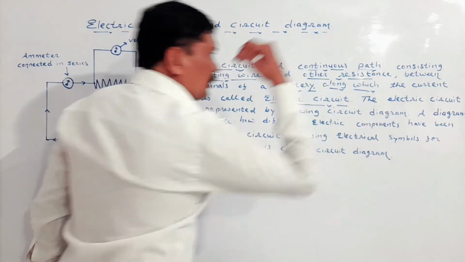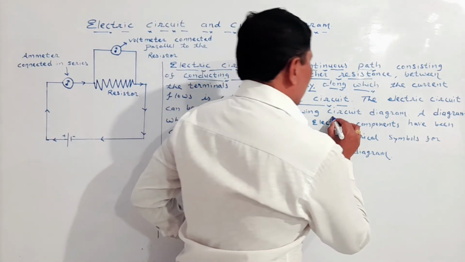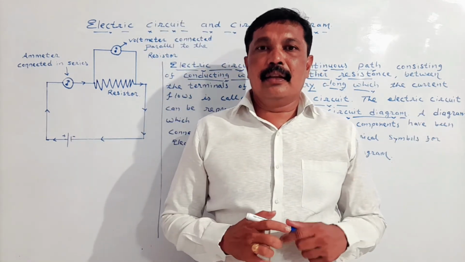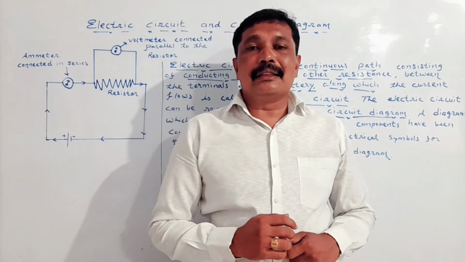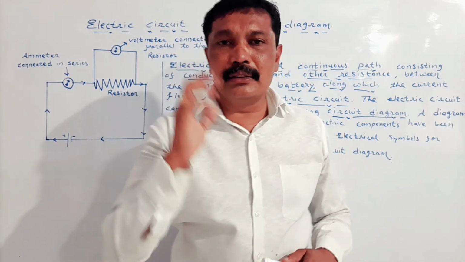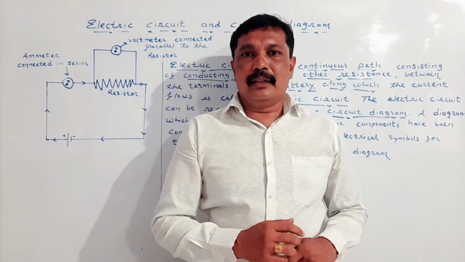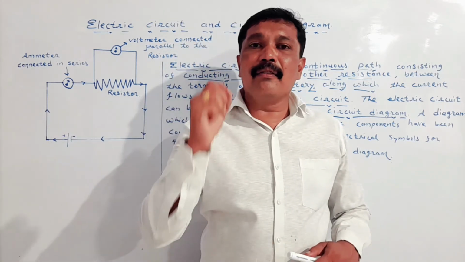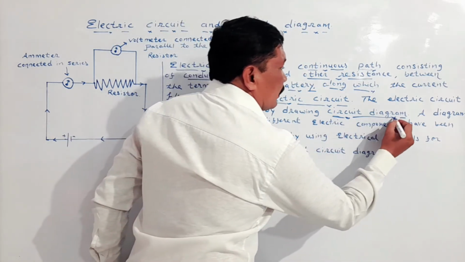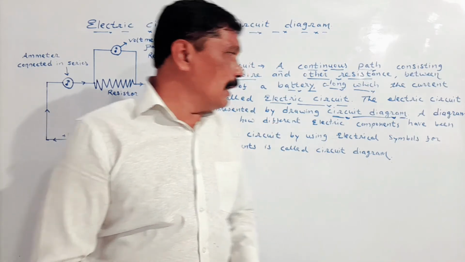The electric circuit can be represented by drawing a circuit diagram. My dear student, if you want to show electric circuit and different components connected in electric circuit and the connecting wire, then we can show it by drawing circuit diagram. But my dear student, what is circuit diagram?